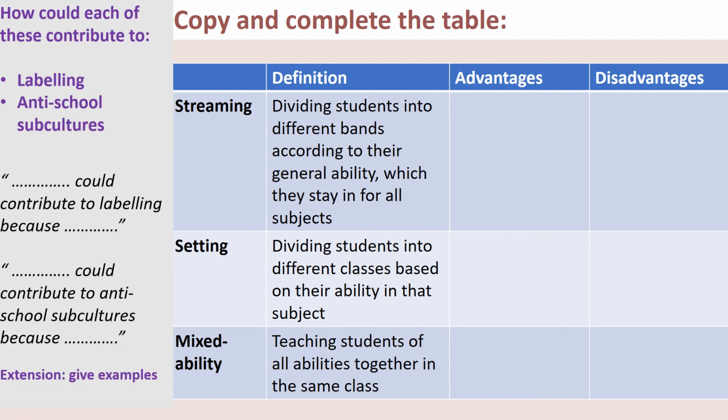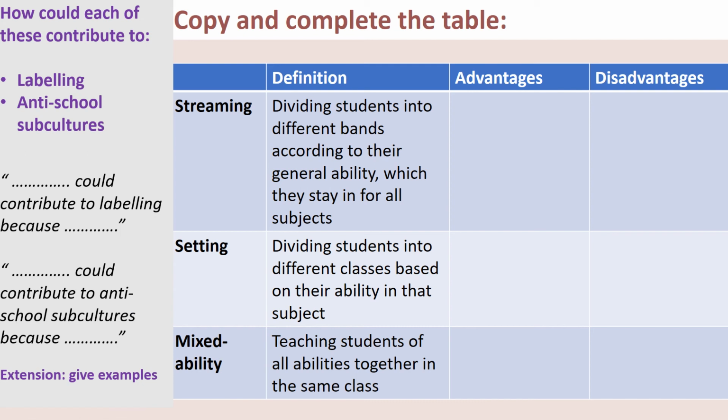Okay, some work for you then. How do you think these different things that happen in school can link to labelling and anti-school subcultures? Could streaming or setting or mixed ability contribute to labelling? And if so, explain why. Could it contribute to anti-school subcultures? And if so, explain why. And try and give some examples. I'll leave you to pause the video and complete that task. Copy and complete the sentences, please.